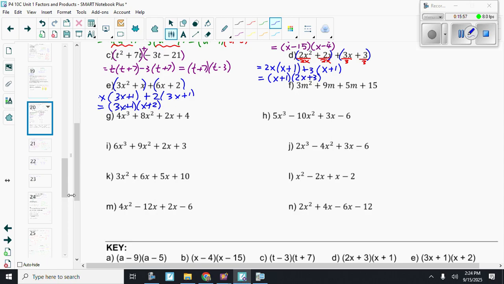Okay, let me see if there were any that I starred or thought that we needed to have a particular look at. I think these were all good.